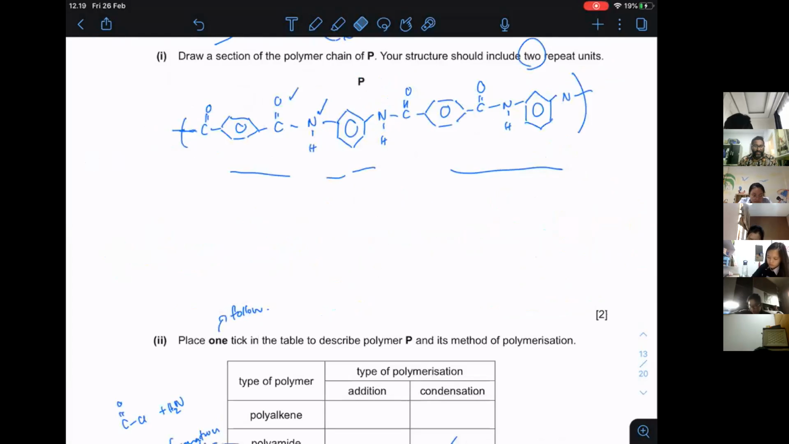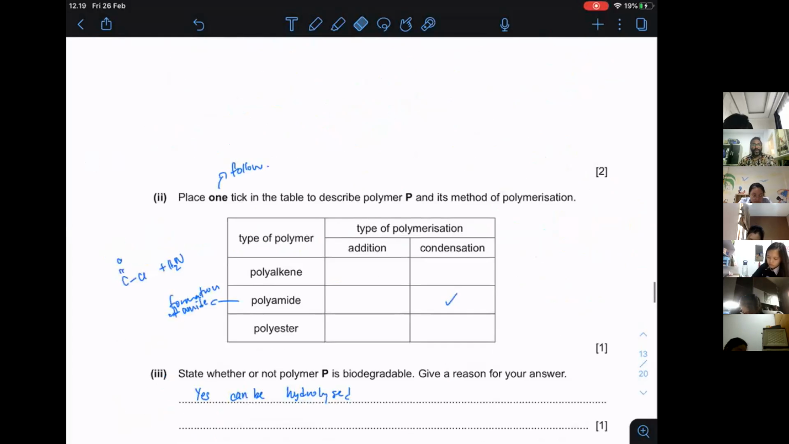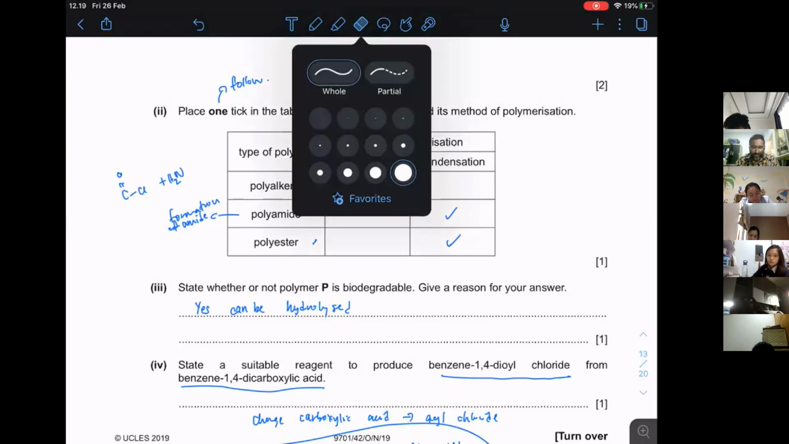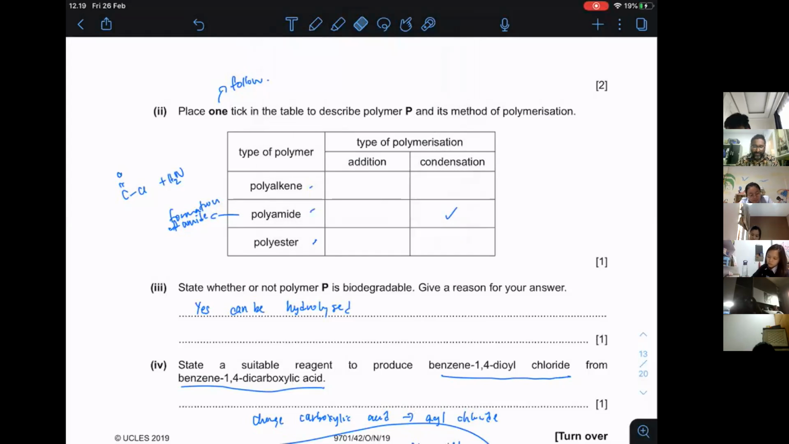Now place one tick in the table. This one, read properly. Even I was doing it very fast. I also thought that they are asking for all, so I was ending up answering for all. It means I was answering polyalkene: is it addition or condensation? So I say polyalkene is addition. Polyamide, condensation. Polyester, condensation. I ended up ticking 3. But I didn't read the question properly. You need to read the question properly. They are asking for one tick in this table to describe polymer P.